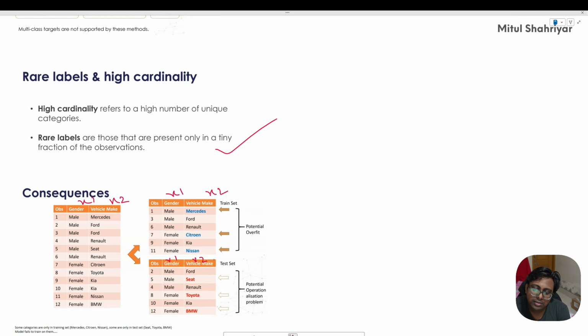In the training, you can see Mercedes, Citroen, and Nissan. These are missing here in testing. There is no problem because in general we have trained on lots of data. But we have some missing data, that means Toyota, BMW, and others are never here. If this happens, where data is not here, it might cause overfitting. And if data are there in testing but not in the training, it can create aliasing.